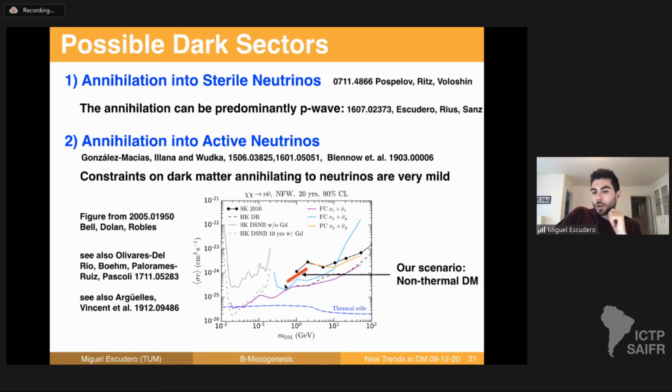Here is where our mechanism will lie if the annihilation is into active neutrinos, and this is where current Super-K constraints lie. And these are projections for Hyper-K. So at present, this is totally fine regarding Super-K constraints, but Hyper-Kamiokande could have the potential to test such large annihilation cross-sections that occur in our mechanism.